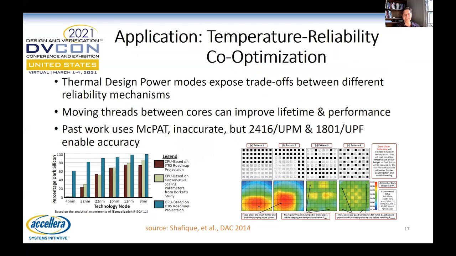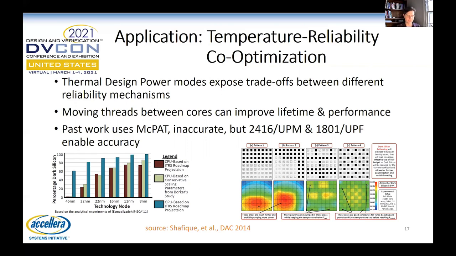So building on this idea of combining floor planning with thermal solvers, the last application that I will mention is temperature reliability co-optimization, which is the idea that you can trade off performance and lifetime of a multi-core system with creative scheduling of workloads. This is because the different mechanisms for transistor degradation become dominant at different temperatures.